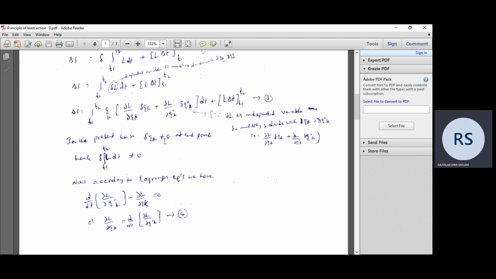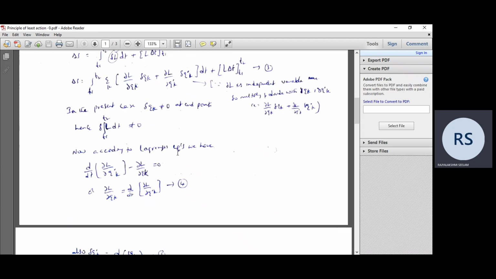In the present case, delta qk is not equal to 0 at the end points. That means at the extremum points, delta qk is not equal to 0. Hence delta integral from t1 to t2 of L dt is not equal to 0.